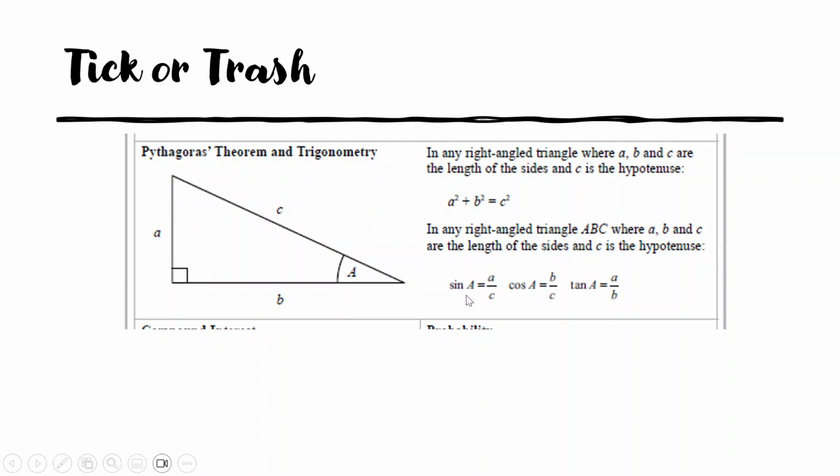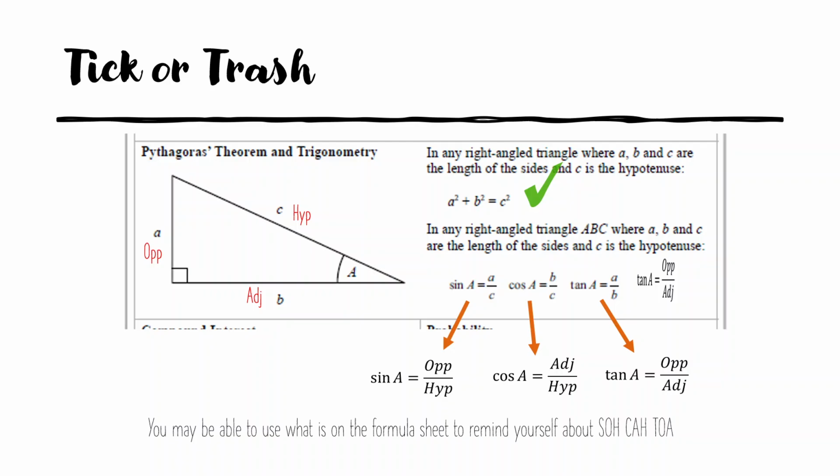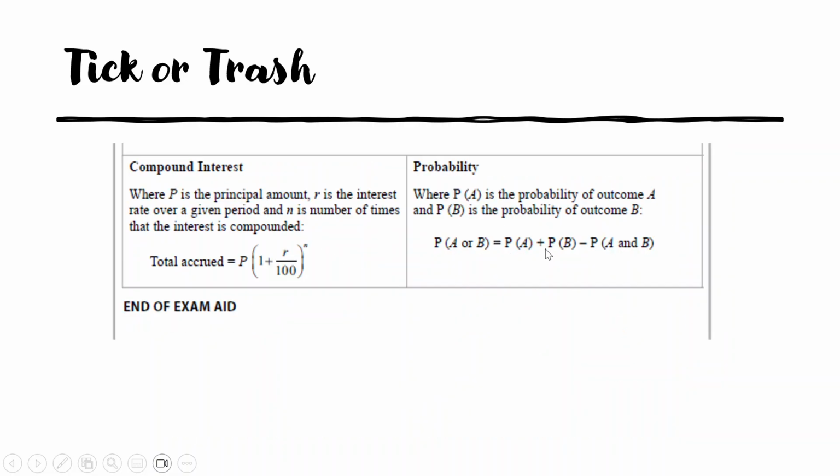And then you've got your trig ratios. Sine A is equal to A over C. Cos A is equal to B over C. Tan A is equal to A over B. That's not a very common way of writing them. So the Pythagoras theorem is definitely useful. The trig, we tend to use that tan A is equal to opposite over adjacent. And then the other versions, so we use these three versions. But they are really the same thing. So that is a useful formula.